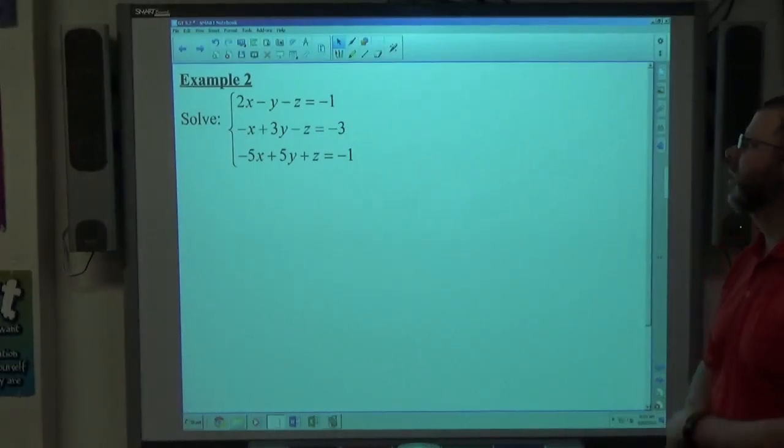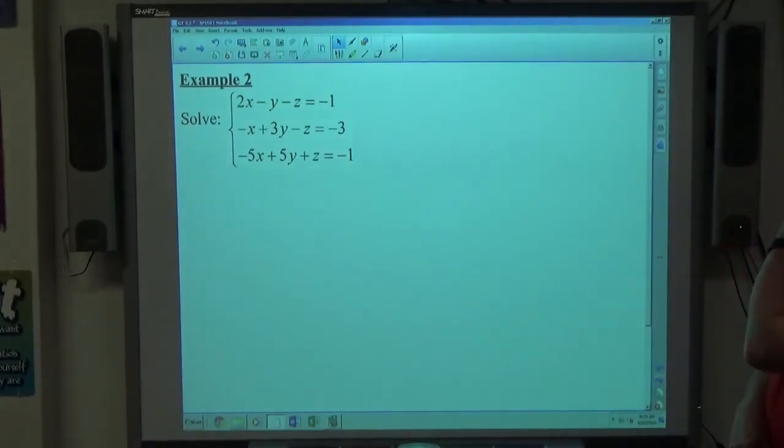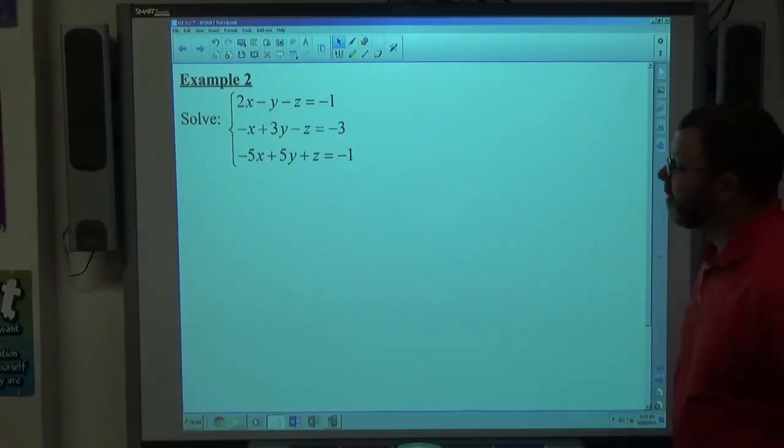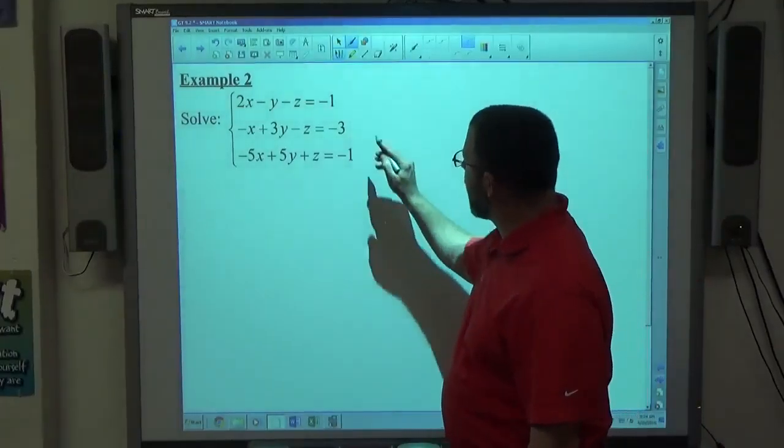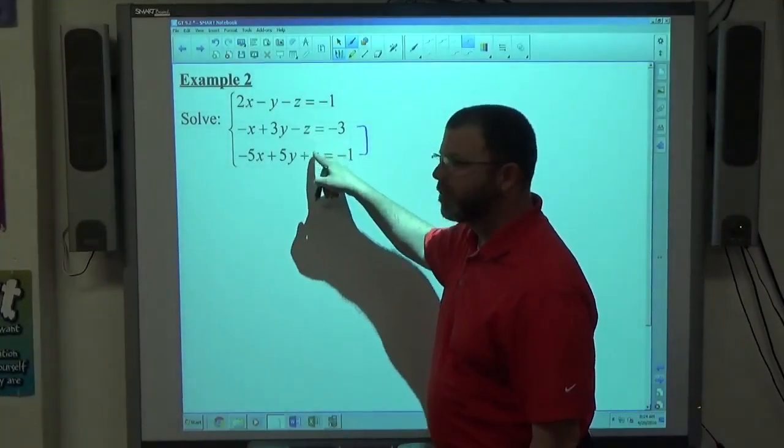Example 2: 2x minus y minus z equals -1, negative x plus 3y minus z equals -3, negative 5x plus 5y plus z equals -1. Again, getting rid of z is easy here. I combine the bottom two equations, a plus z and a minus z are going to cancel.